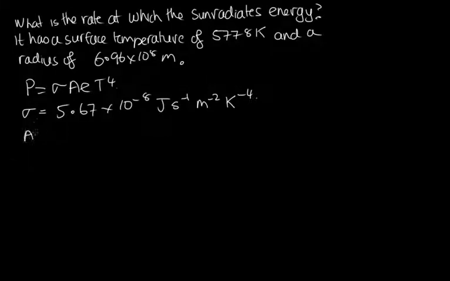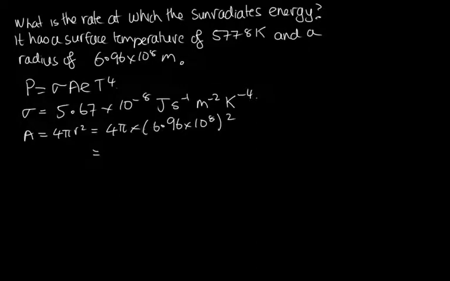A is the surface area of the sun, so this is given by 4 pi r squared, and so it's equal to 4 pi times the radius squared, which is 6.96 times 10 to the 8 squared, and so putting all this into the calculator, we get 6.09 times 10 to the 18 meters squared. Now the emissivity for the sun is pretty much a perfect black body, so it actually has an emissivity of 1, and we're given the temperature in the question.